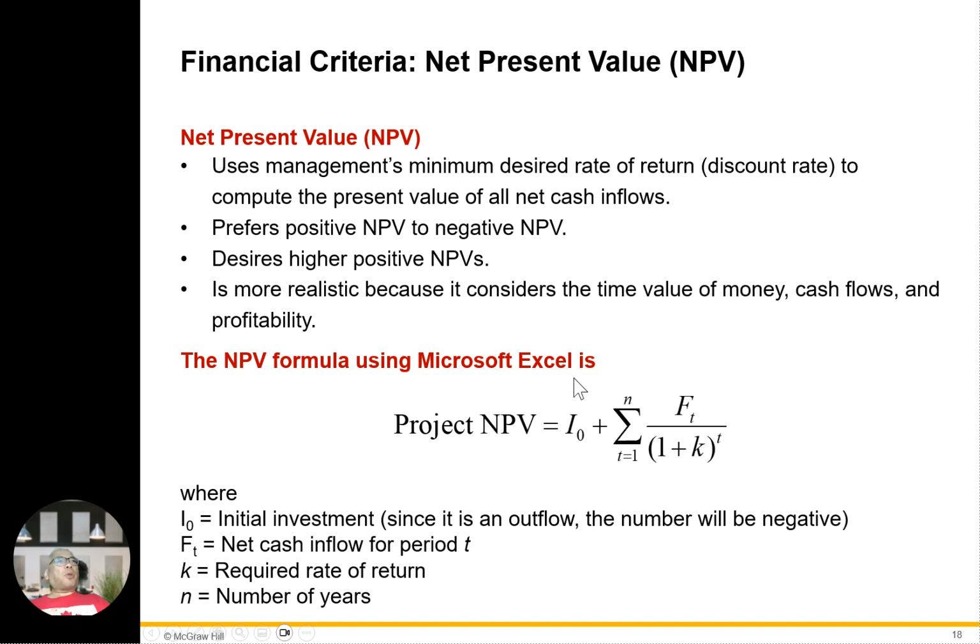The NPV formula using Microsoft Excel, this is the logic. Project NPV equals I0 plus the summation of F_t divided by (1 plus k)^t. So this is the typical NPV calculation formula. I stands for initial investment, F for net cash inflow, k for the required return, and t is the number of years.